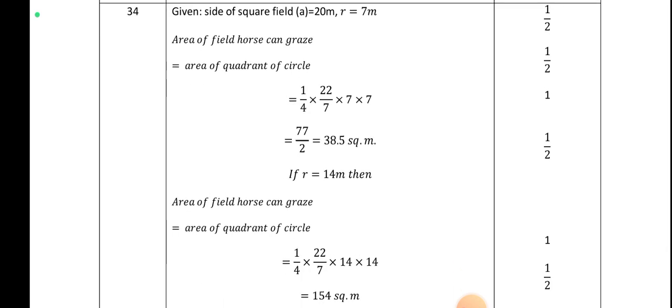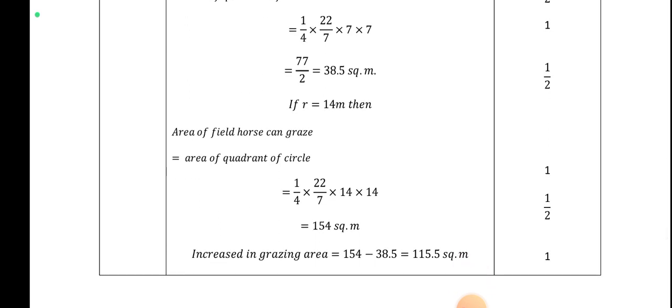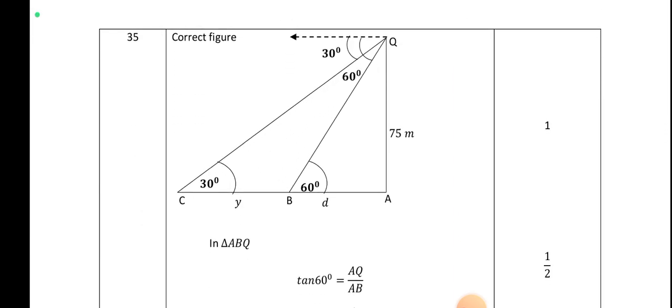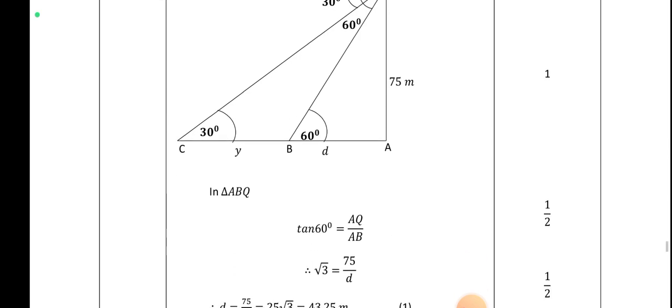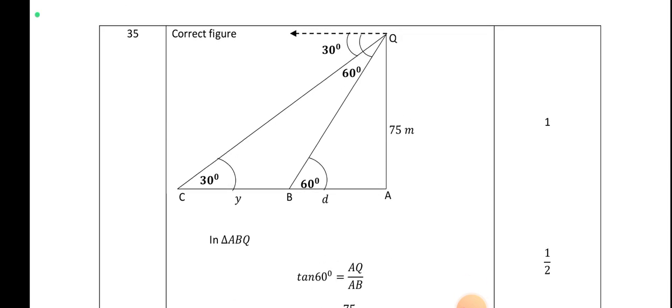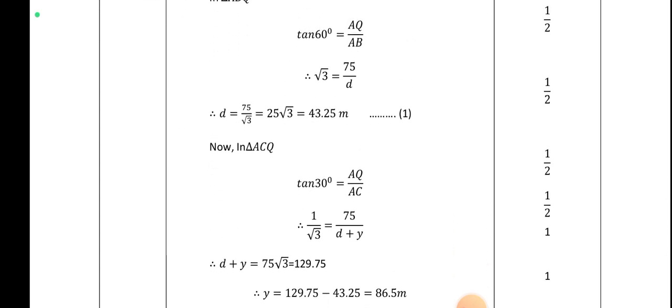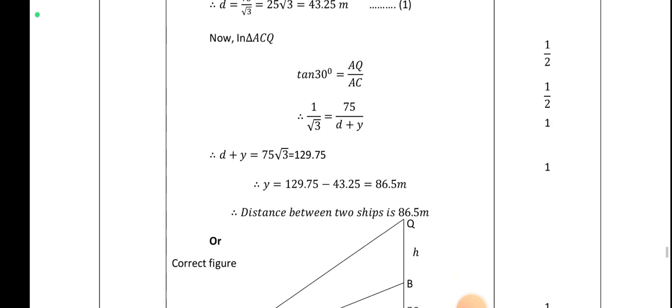Again, a very easy book question. Kindly prepare well. Get the area of the quadrant and the increased grazing area, subtract both and get the answer. The 35th question was easy. Trigonometry, sir? This type of question comes nicely. Yes, you may have a chance of getting it, so kindly prepare well, because we don't know how they will ask. So you have to prepare well and should not think about anything else.